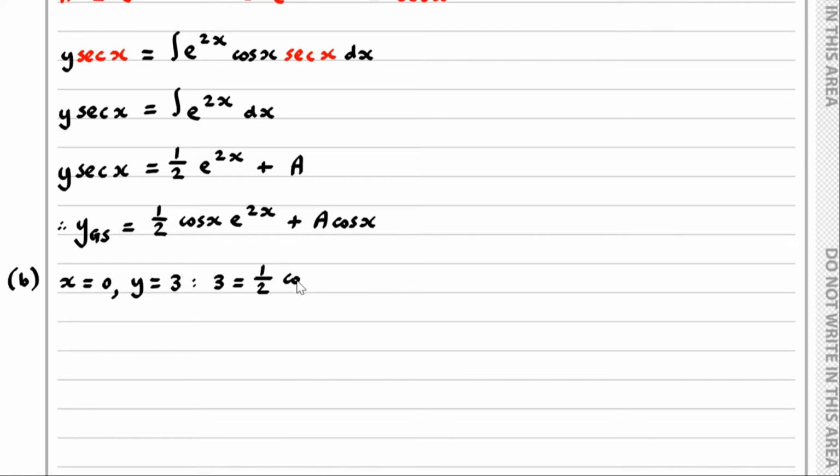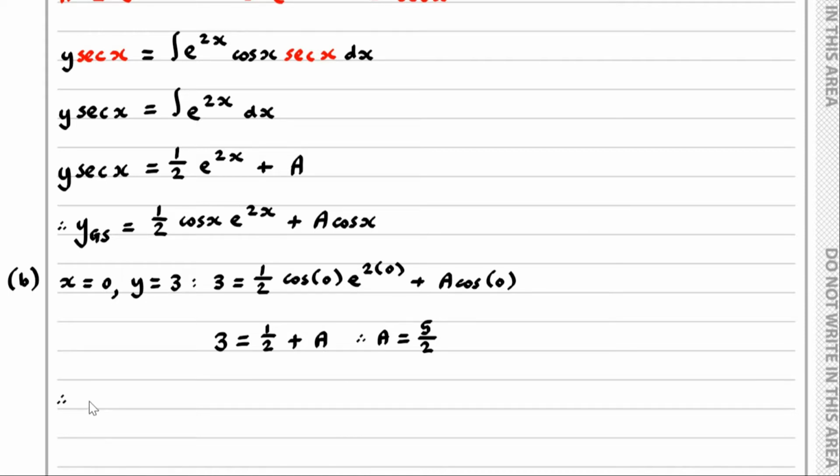1/2 times the cosine of 0 times e to the 2 times 0 plus a times the cosine of 0. The cosine of 0 is 1 and e to the 0 is 1. So we have 3 equals 1/2 times 1 times another 1 plus a. And from this we can see then a is equal to 5 over 2.